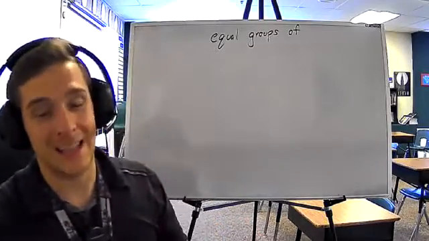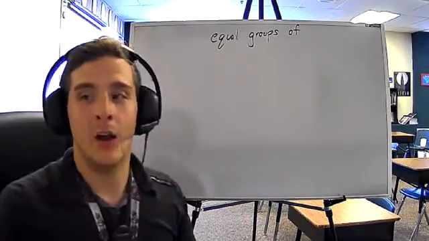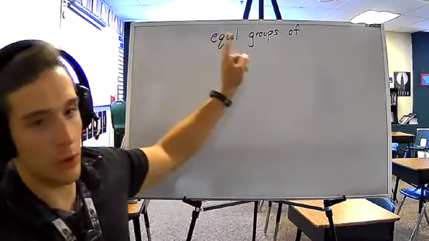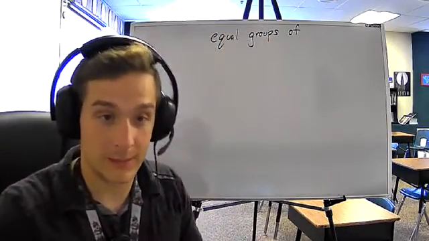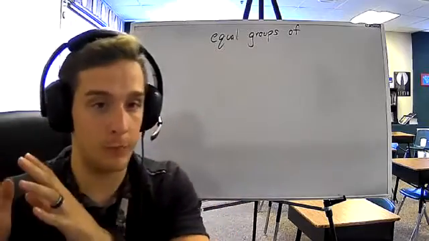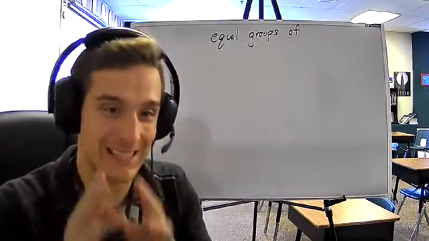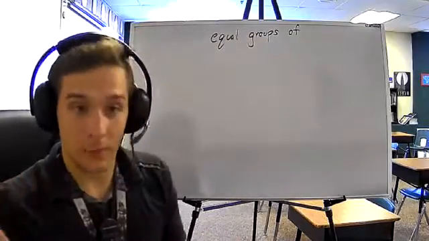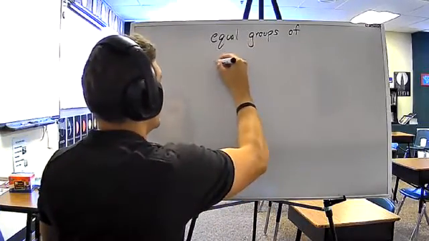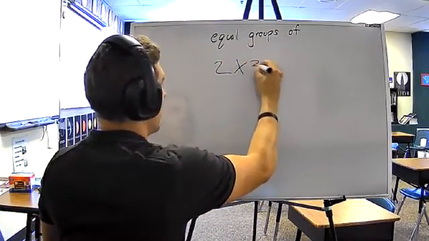So for today's lesson, the main idea is understanding the terminology "equal groups of." Equal groups of is basically saying I have multiple groups and they are all the exact same. To give you an example of this, for multiplication, let's say I have 2 times 3.